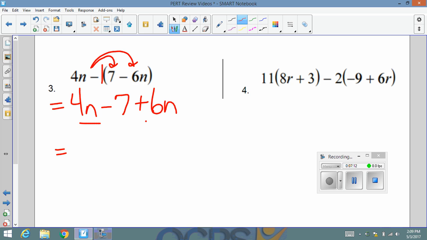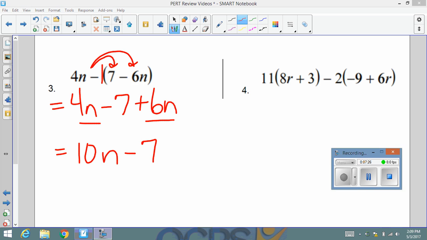Then I've got these like terms. Those both have an n. 4 plus 6 is 10. The n stays an n. Minus 7. So I need to distribute and then combine my like terms.